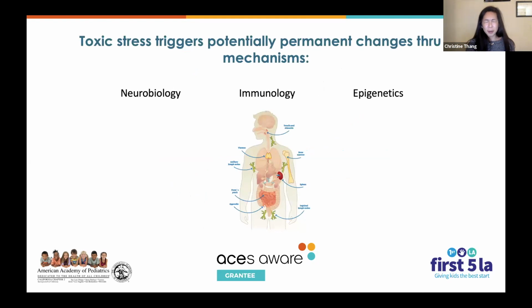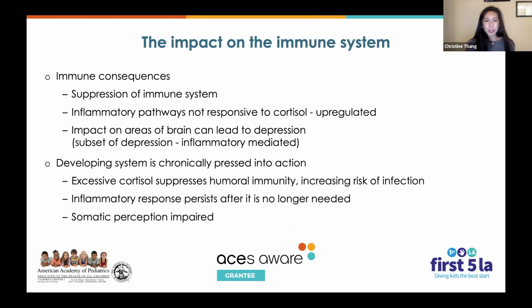The other two sections we'll go over a little bit quicker. In terms of the immune system, those immune consequences also stem from that peripheral release of cortisol, the chronic cortisol exposure, and you have suppression of your immune system. Inflammatory pathways get upregulated, they're no longer responsive to that cortisol, you lose that negative feedback loop. And then there are some subsets of depression that are also inflammatory mediated. So then you see those mental health implications come out.